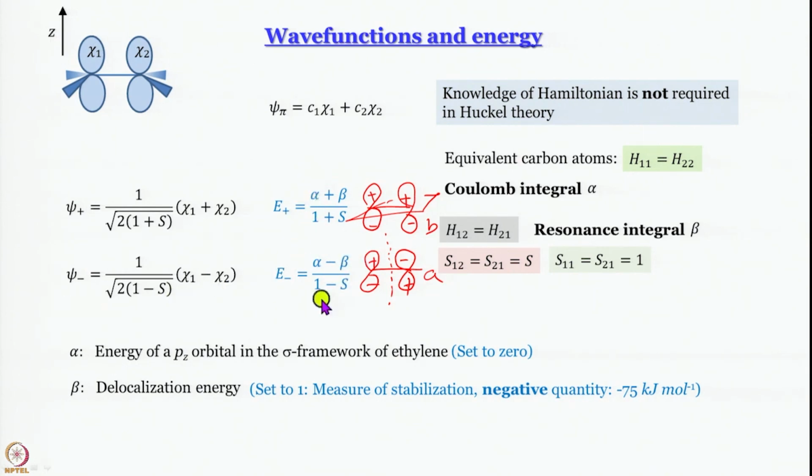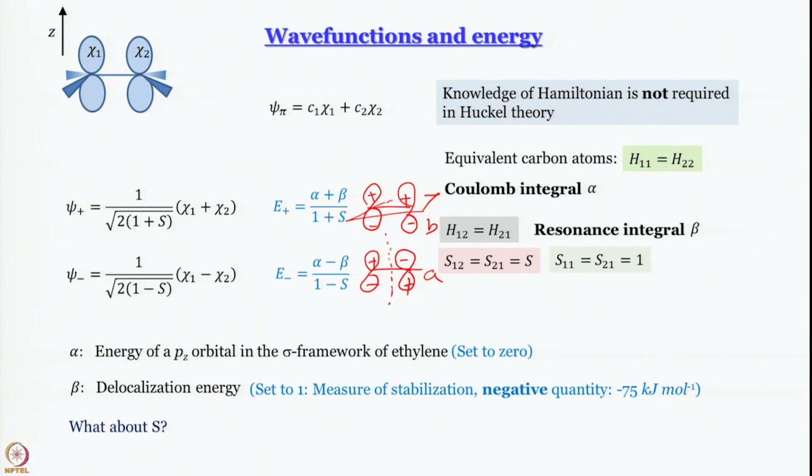Because alpha in any case will be set to 0, we will see what we do to S, and then whatever is the difference turns out to be 2 beta. From there you see that it turns out to be minus 75 kilojoule per mole, and beta is used as a known constant quantity in Huckel theory.